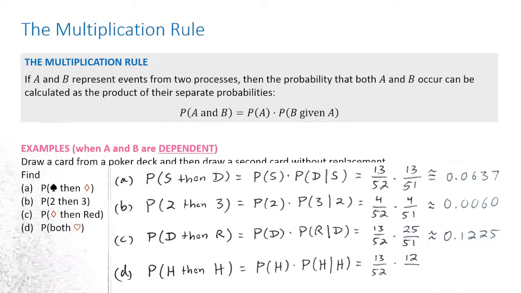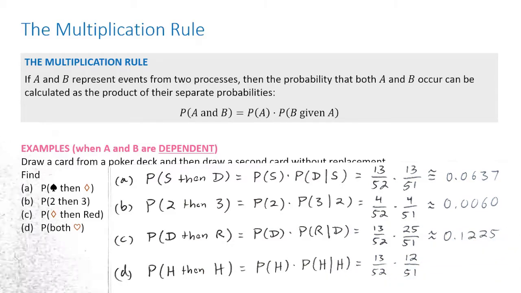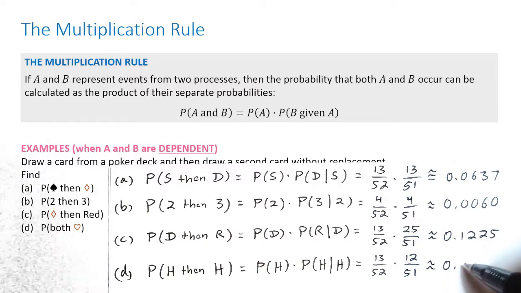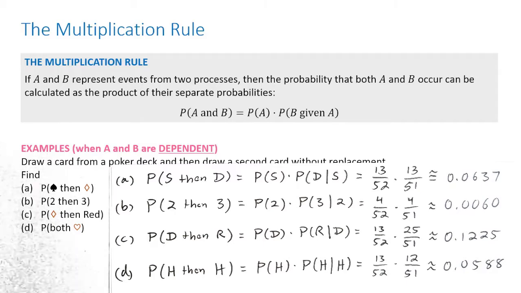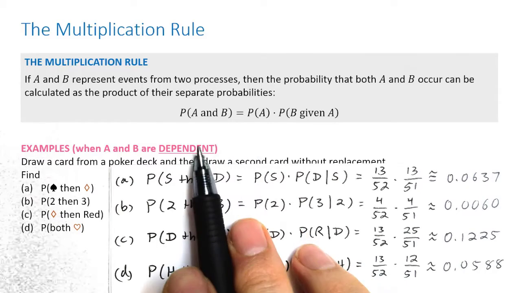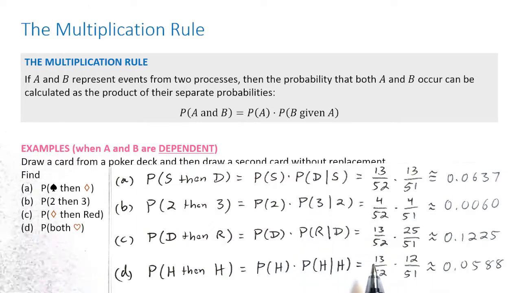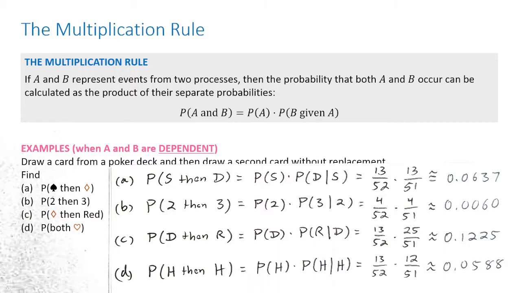And how many cards are there in the deck? Well, I drew a card from the deck, so there's no longer 52. There's 51. And when I compute this, I get 0.0588, approximately. So you can see how with dependent events, you've got to think a little bit harder and think about how the first event influenced the second event.